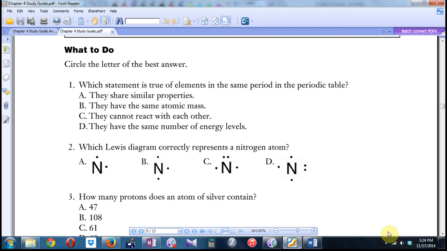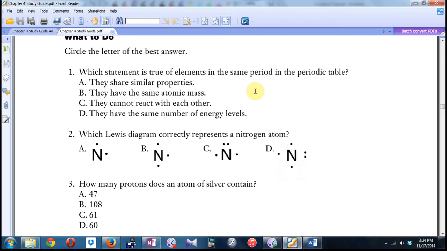Ready? We're going to answer these orally as best we can. So what's true of elements in the same period in the periodic table? What's the correct answer there? So what does period mean? This is important. So here's what you did.